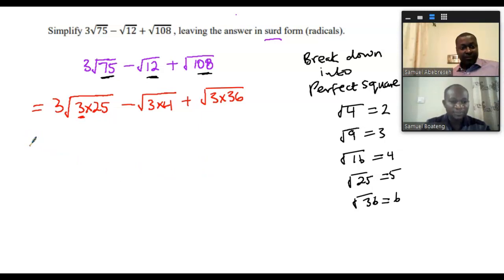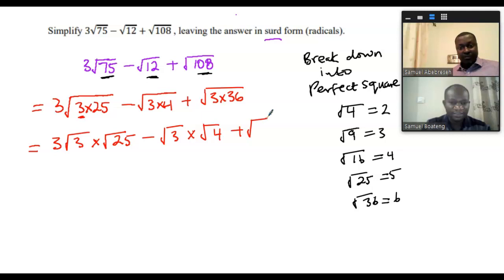So let's use the properties of surds. We are going to have 3 times, with this you can write it as square root of 3 times square root of 25, minus square root of 3 times square root of 4, plus square root of 3 times square root of 36. In case you have forgotten, please go back to properties of surds and you get everything.